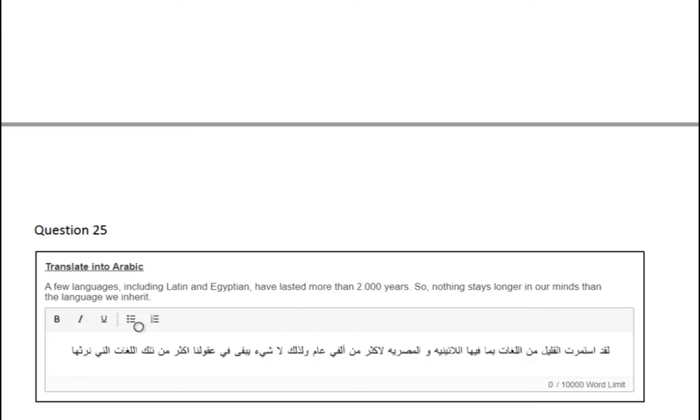We have translation here. In order to translate from English to Arabic, or from Arabic to English, you must read first. Read the sentence or the passage or the lines first. Try to know what it is about, and after that, guess the meaning of the difficult words. Then start your translation. A few languages including Latin and Egyptian.